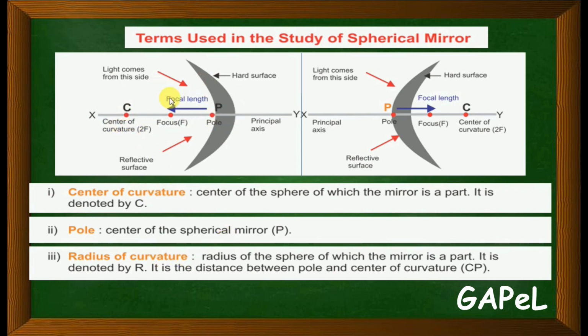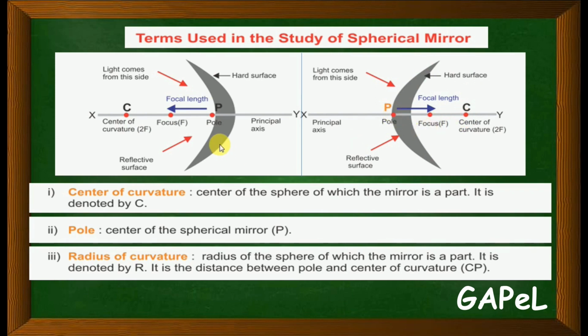So radius of curvature we denote by r, and we define it again as the radius of the sphere of which the mirror is a part. It is denoted by r. It is the distance between the pole and the center of curvature, CP. From the pole to the center of curvature becomes the radius of curvature. A similar thing applies to the convex mirror. So the pole remains the same, that is basically the half of the spherical mirror. The center of curvature, again if this is the sphere, then this becomes the center of curvature, and the distance from P to C becomes your radius of curvature.